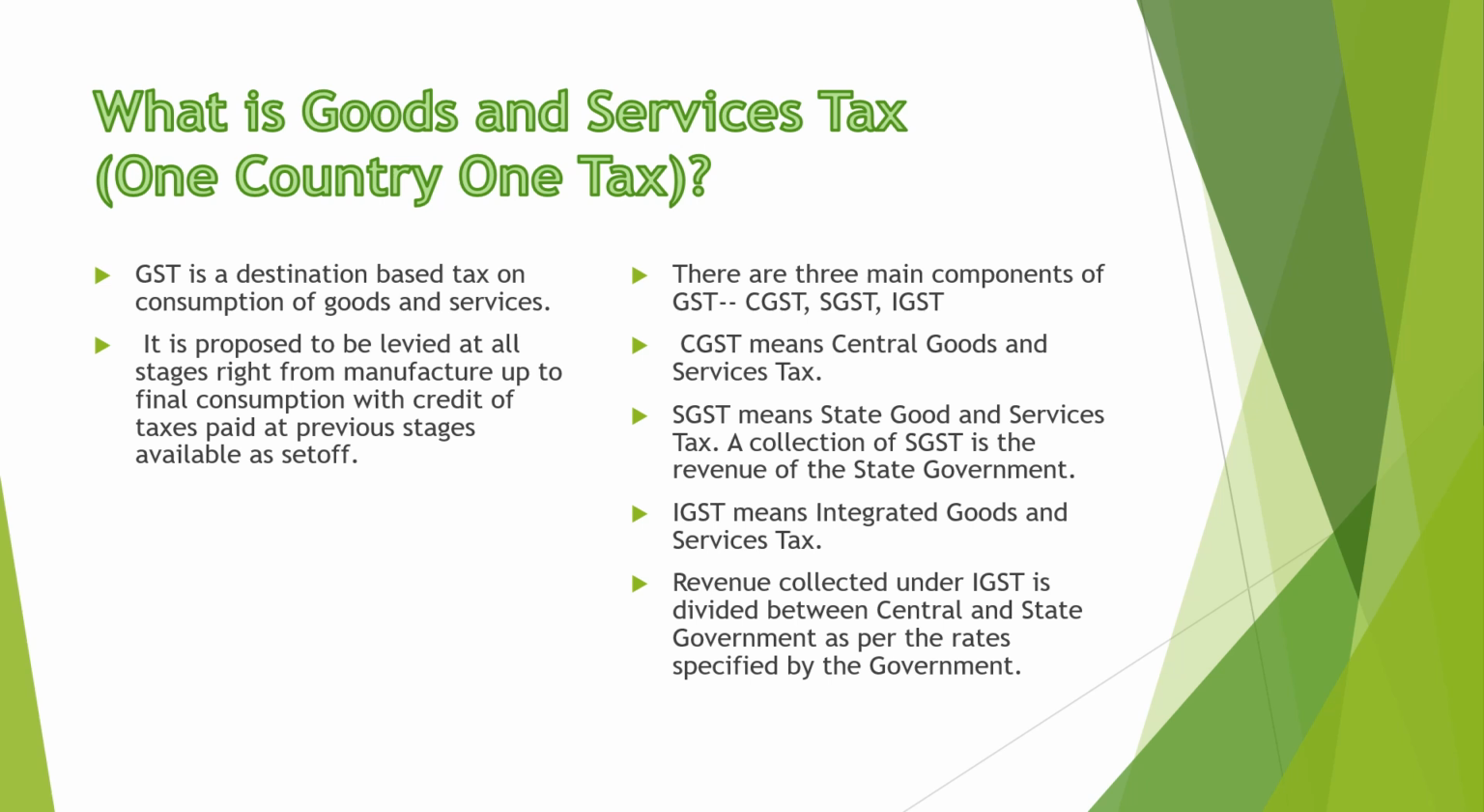CGST means central goods and service tax. SGST means state goods and service tax. The collection of SGST is the revenue of the state government. IGST means integrated goods and service tax. Revenue collected under IGST is divided between central and state government as per the rates specified by the government.